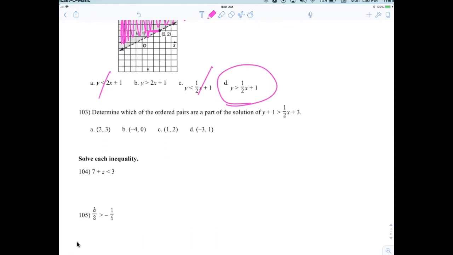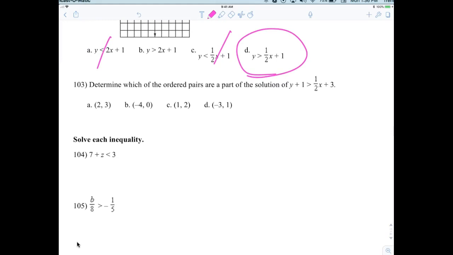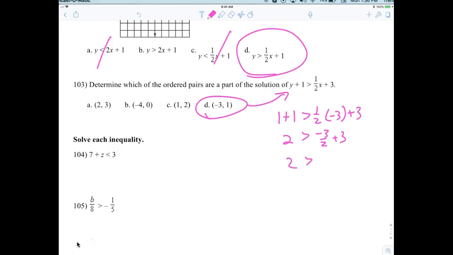Okay, again, we're just plugging in. Did anybody do this one, 103? The answer is D. Let's check D real quick to see if she's correct. So 1 plus 1 is greater than half of negative 3 plus 3. 1 plus 1 is 2. Negative 3 halves plus 3. 2 is greater than 3 halves. And that's true. Thank you very much. Save us some time. But on the test, you would just plug them in, right? Yes.